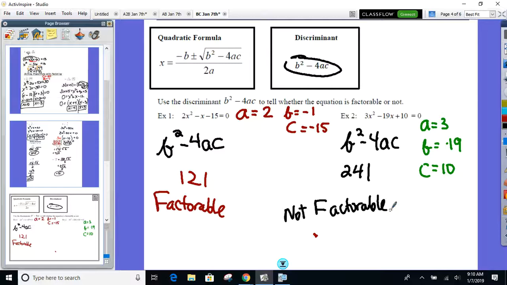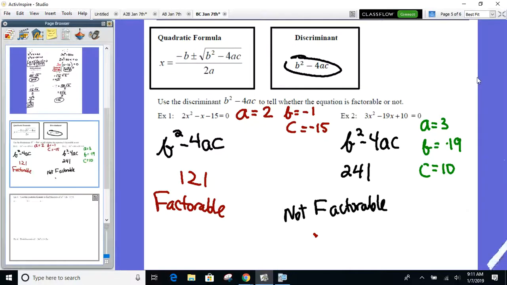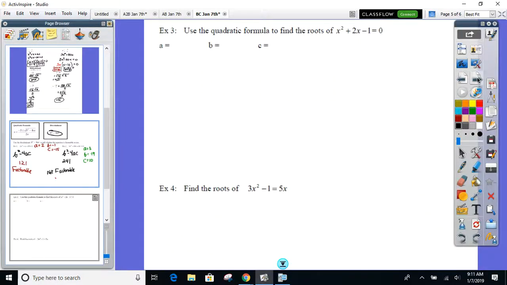So then what, if I can't factor it, then how the heck do I still solve it? And this is where I now introduce the quadratic formula. All right. Good news for some of you guys that prefer not to factor. Quadratic formula can be used for anything. All right, even if you can factor it or not, you are always allowed to use quadratic formula.